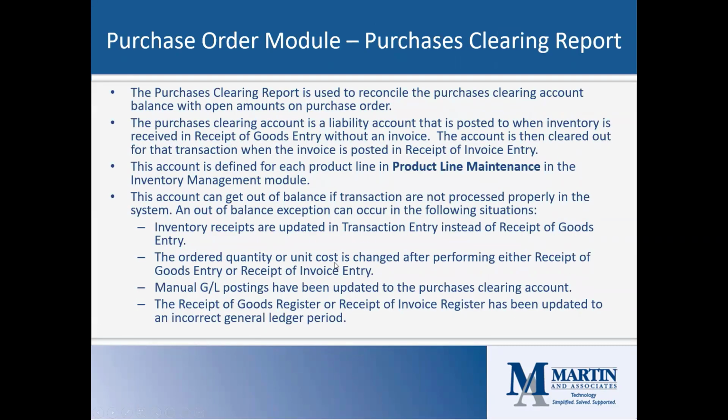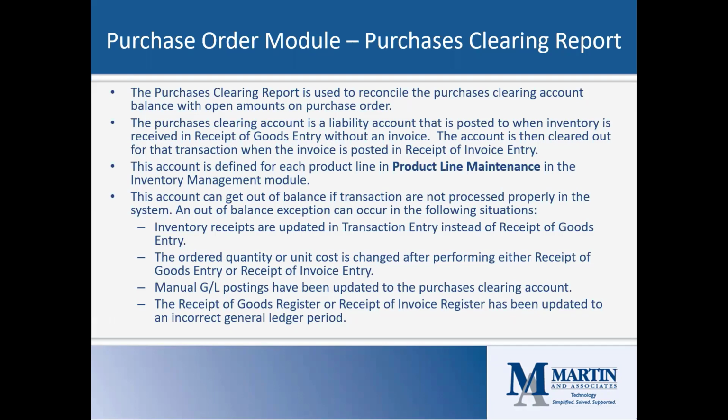All right. Now, another thing with the purchase order module is what is called the purchases clearing report. The purchases clearing report is when the receipt of goods quantity for a line is different than the receipt of invoice quantity for a line. If those numbers are different, it will show up on the purchases clearing report.